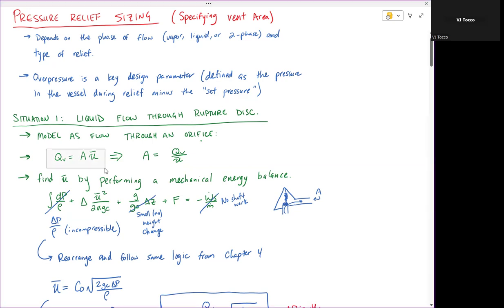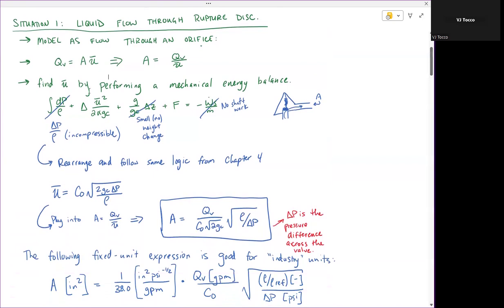So we've got our equation that the volumetric flow rate is equal to the area times the velocity, again, just by units. And because we're interested in finding what the area is, we can rearrange this equation to obtain the volumetric flow rate divided by the velocity. And then, again, just as we did back in the source model module, I can find the velocity of the liquid flowing through the orifice by performing a mechanical energy balance. So the integral term can be simplified down to just simply delta P over rho because we have an incompressible fluid for a liquid. The height change is going to be negligible and there's no shaft work.